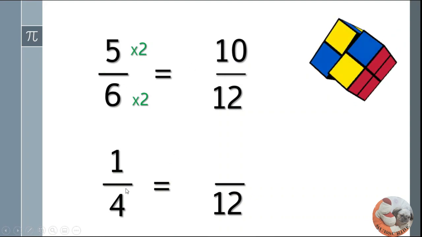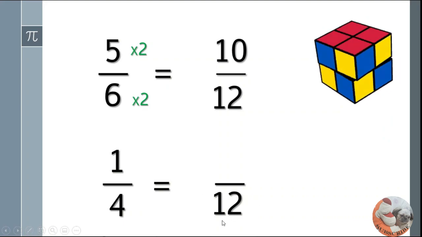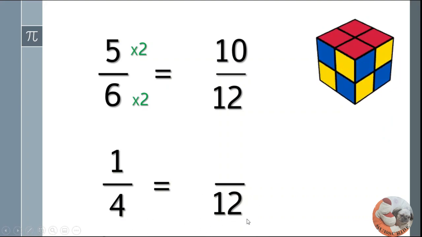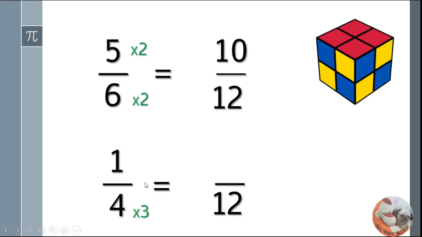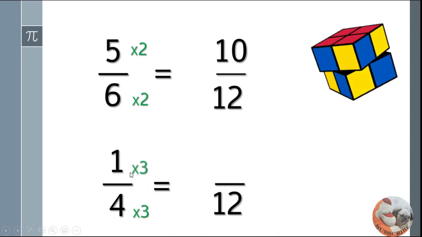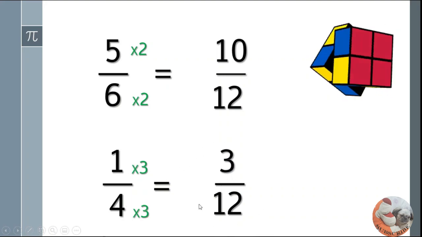Ang 1/4 naman. Ilang 4 mayroon sa 12? O anong number ang imumultiply nyo sa 4 para maging 12? Ang sagot ay 3. 4 times 3 is equal to 12. I-multiply nyo rin ng 3 ang numerator. So 1 times 3 ay 3. 1/4 is equal to 3/12.